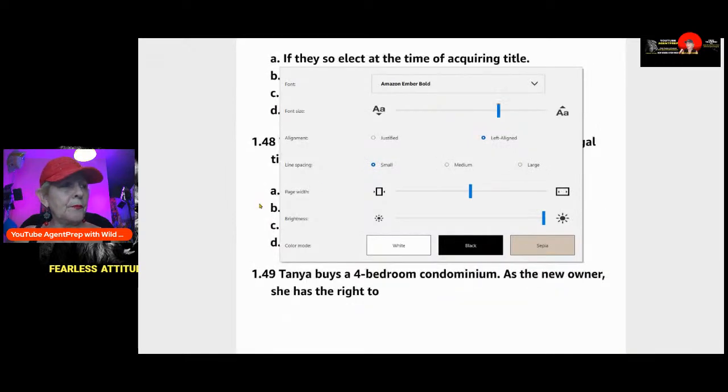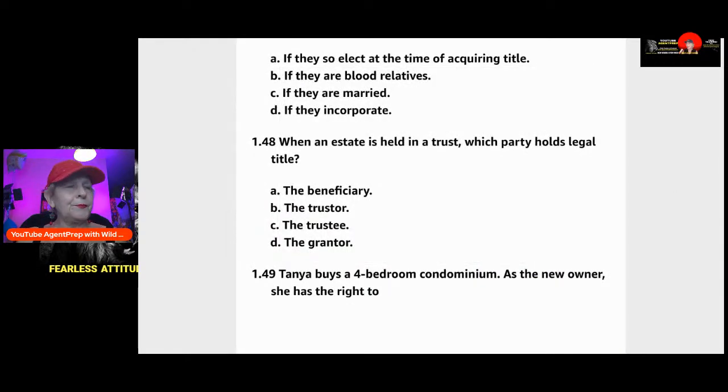Very good. Right, number 48. When an estate is held in a trust, which party holds legal title? A, the beneficiary, B, the trustor, C, the trustee, or D, the grantor. Who holds legal title? Okay, they actually are holding on to the title.